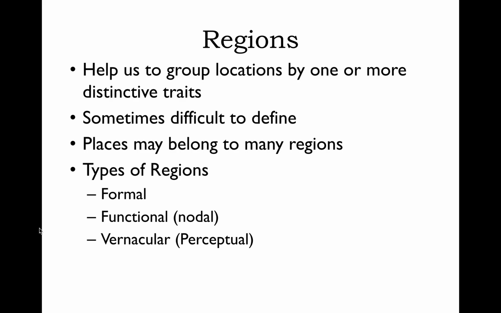All right, regions. They're particular places in the world. They have particular characteristics, and those particular characteristics usually involve one or two or more distinct traits. Sometimes they're difficult to define because they can overlap. Places may belong into regions. Places, remember, are usually locations of particular characteristics that are influenced by toponyms or founders or settlers, and they're much smaller in size than regions. Regions, there are three different types. One is formal, the second is functional, also referred to as nodal, and the third is vernacular or perceptual or opinionated regions.